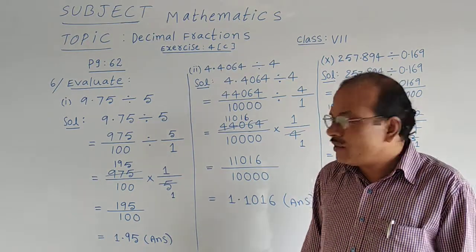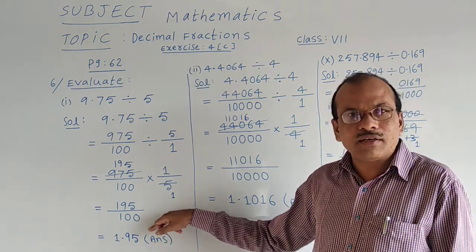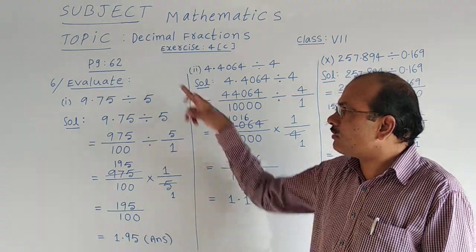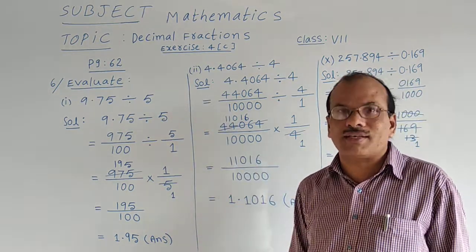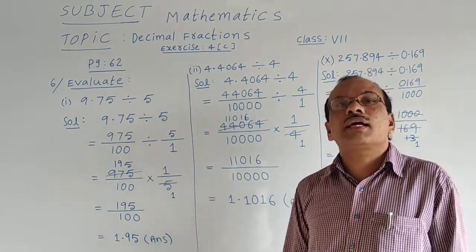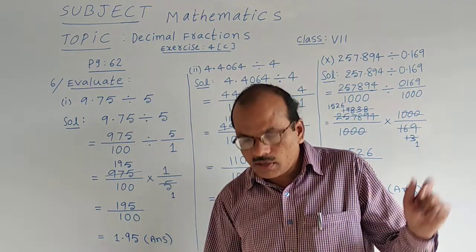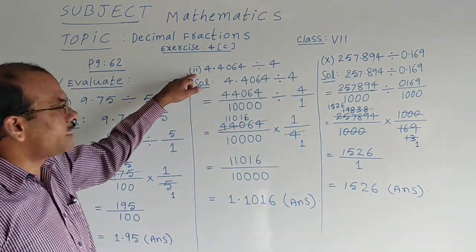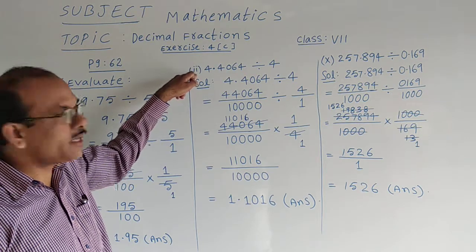Am I correct? So the final answer we got is 1.95. This is the evaluation for the first bit in question number 6. I hope this part is very clear. We will go for the second bit in question number 6. Let us see. All of you look at the board. This is the second bit in question 6.